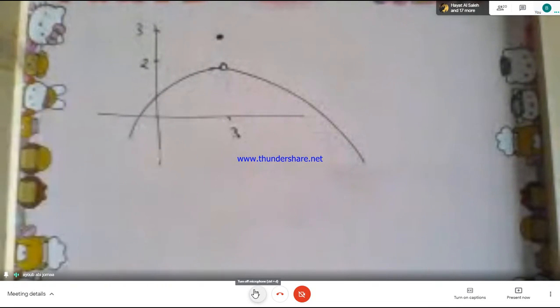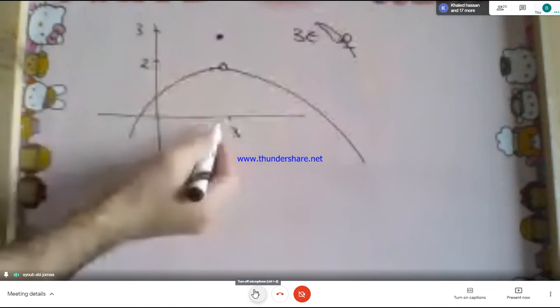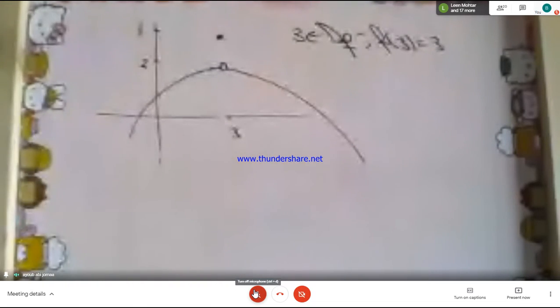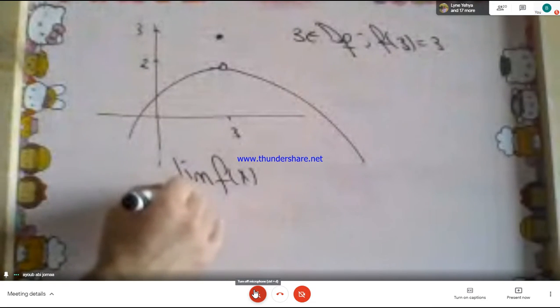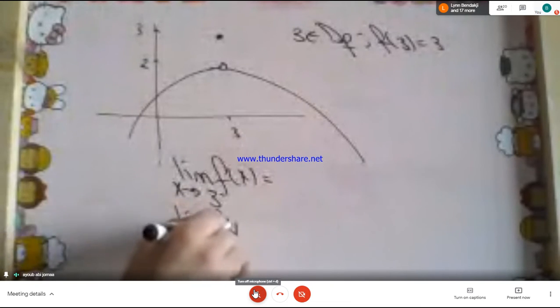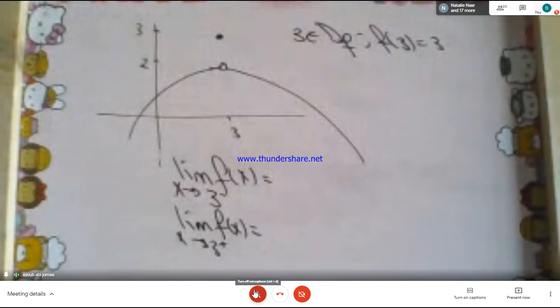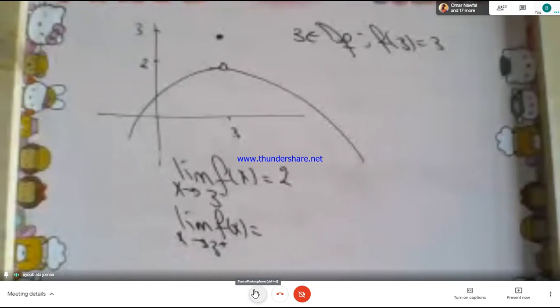طيب. Is 3 in the domain? Yes. What is f of 3? 3. F of 3, the bounded point, 3. F of 3 is equal to 3. Okay. What can we see here about the limit as x approaches 3 minus? What's the answer? 2. And limit as x approaches 3 plus?